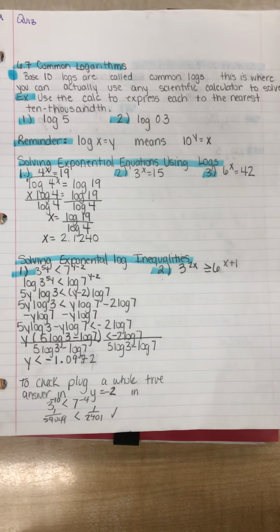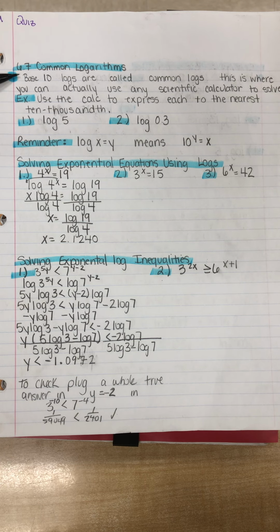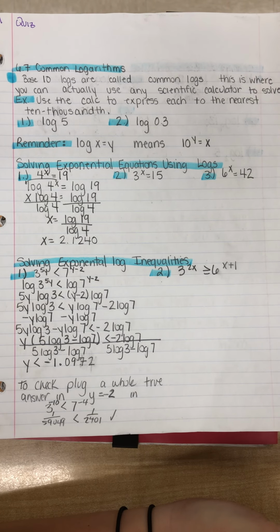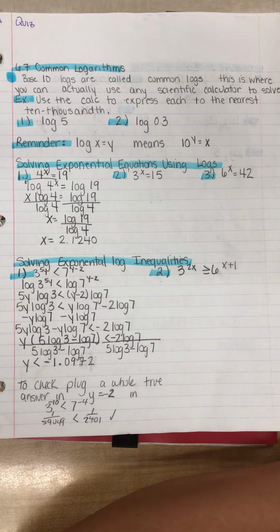Okay, this section is 6.7. It is called common logs. So first thing, a base 10 log is called a common log. This is where you can actually use your calculator, okay? You're going to first just practice using your calculator to find the answer.